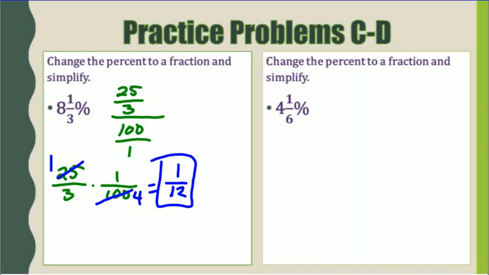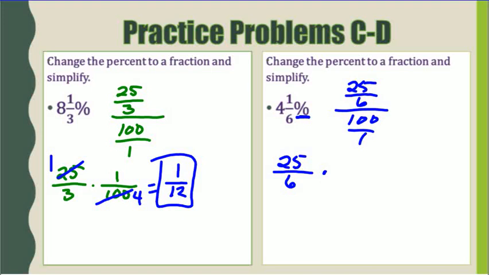Next, this is 100 over 1 in the denominator, just because of this percent symbol there. 6 times 4 is 24, plus 1 is 25, so 25/6. So to simplify, I write my numerator first, 25/6 times the reciprocal of the denominator, which is 1 over 100. I can divide 25 here, and 100 divided by 25 is 4. So this would give us an answer of 1 over 24.